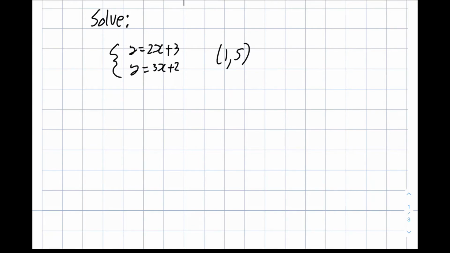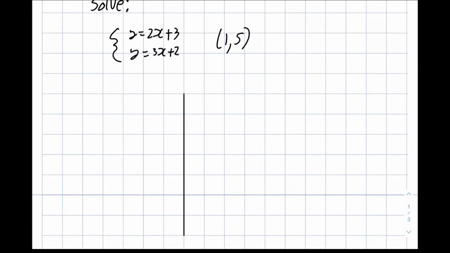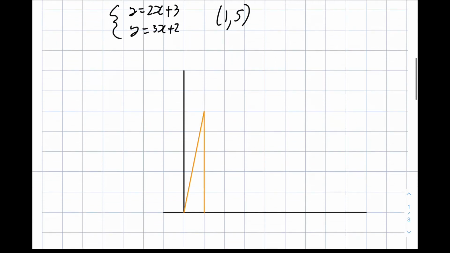So now we want to graph this. So from here, the origin, to the point 1, 5. Right there. That is our triangle. And we're interested in knowing r, the radius of that. This is 1, this is 5, so by the Pythagorean theorem, r is equal to the square root of 1 squared plus 5 squared, or r is equal to the square root of 26.